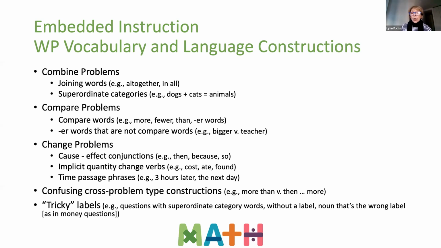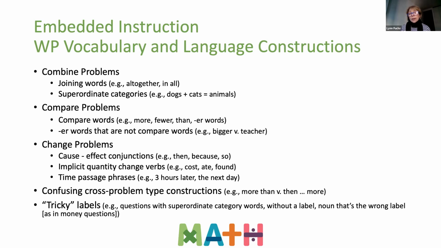And for compare problems, words like "more," "fewer," "than," and "-er" words, we taught the idea that not all "-er" words are compare words. There's "bigger," which is a compare word, but then there's "teacher," and there are other kinds of "-er" words. You have to think about the word that's in that problem.